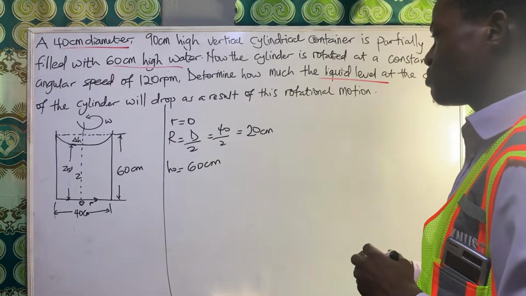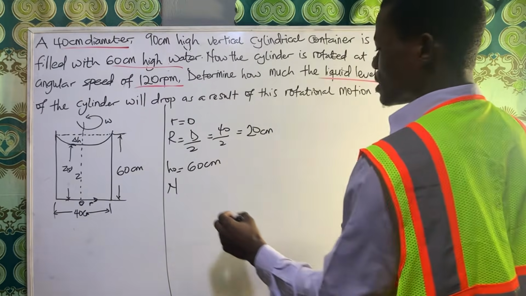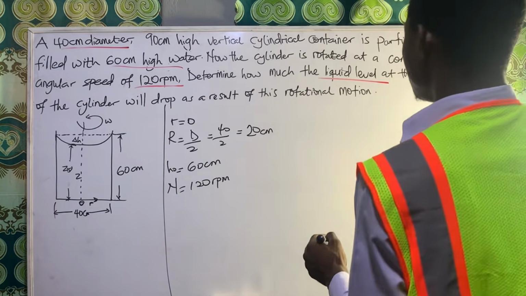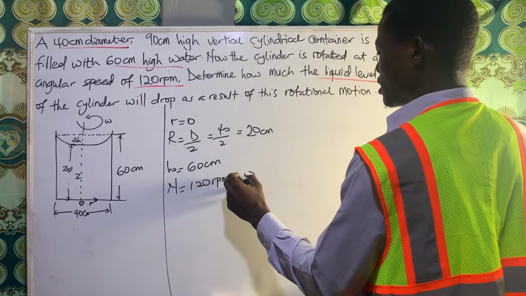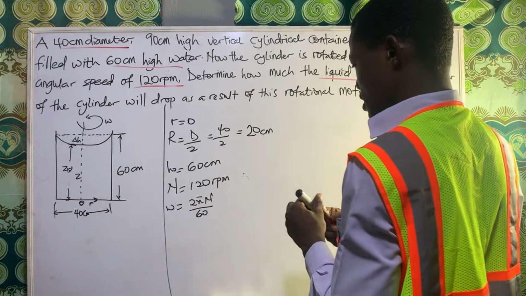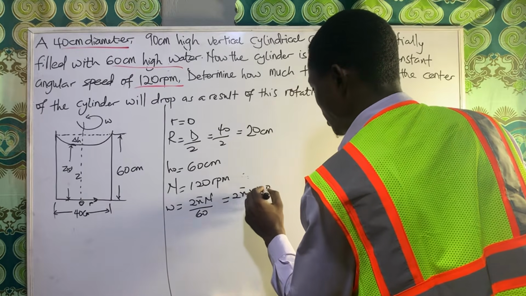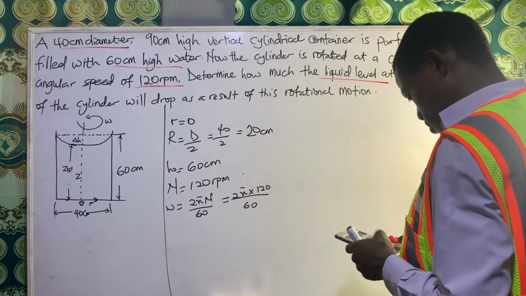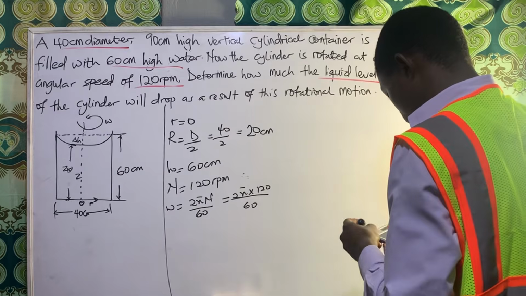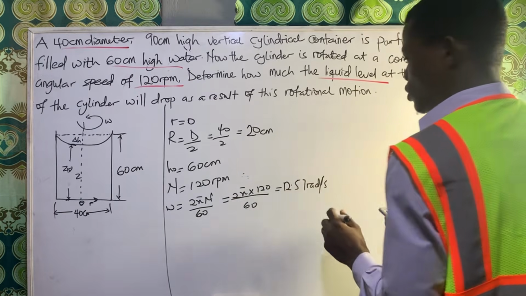centimeters. Now, we've been given another piece of information, which is our N, the angular speed. N is equal to 120 rpm. But we want the rotational speed in omega, and we know that omega is equal to 2 pi N over 60. So we compute this: 2 pi times 120 over 60, and we get 12.57 rad per second.